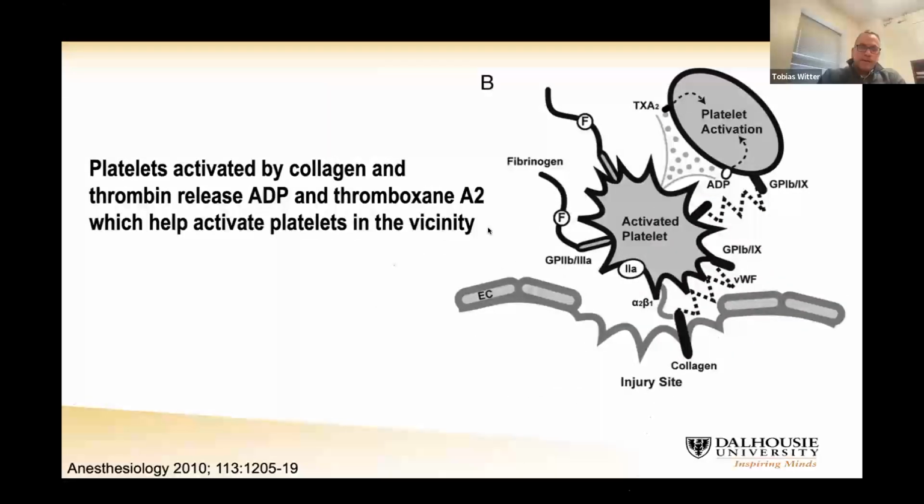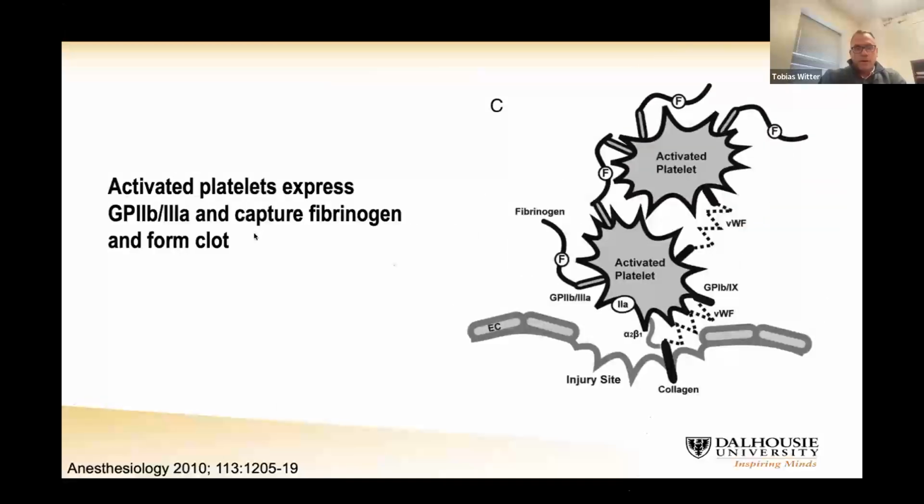And activated platelets then release ADP and thromboxane A2, which then bind and activate other platelets in the vicinity up here. And these activated platelets express glycoprotein 2B3A, and they capture fibrinogen. And with fibrinogen being transformed into fibrin, they then start to form a clot.